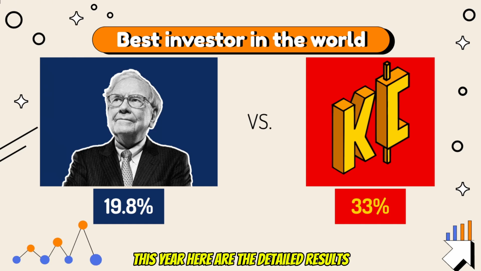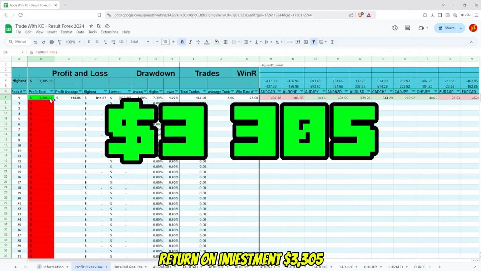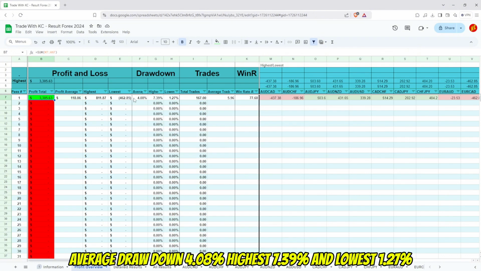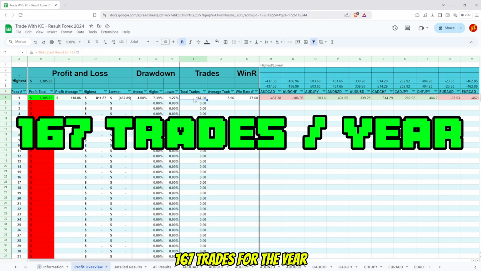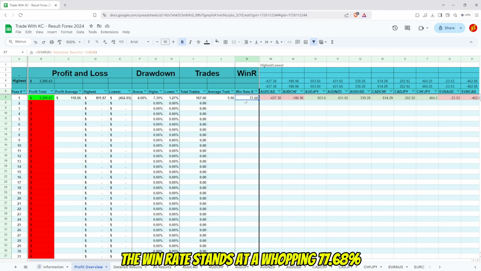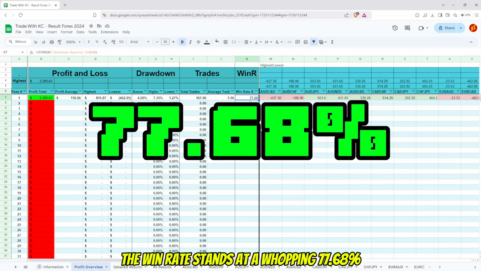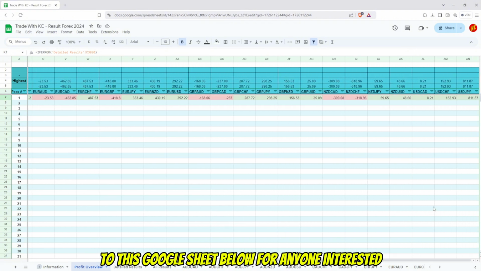Here are the detailed results. Return on investment, $3,305. Average drawdown, 4.08%. Highest 7.39% and lowest 1.27%. 167 trades for the year and an average of 6 trades per pair. The win rate stands at a whopping 77.68%. I'll drop the link to this Google Sheet below for anyone interested.